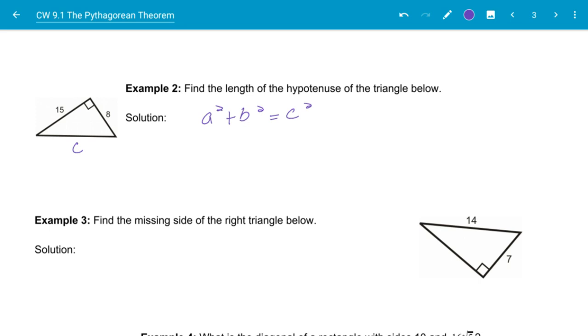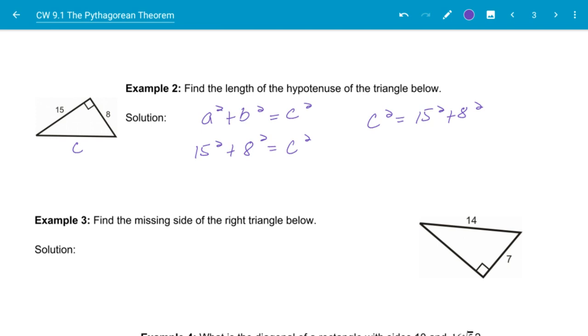So a is going to be 15 squared plus b is going to be 8 squared is equal to c squared. Now, this is a little bit different. What I'm going to do to make it easier for me is I'm just going to flip the entire thing and say c squared is equal to 15 squared plus 8 squared. What that does is that puts my variable that I want to solve for on the left-hand side, which I'm more used to doing.